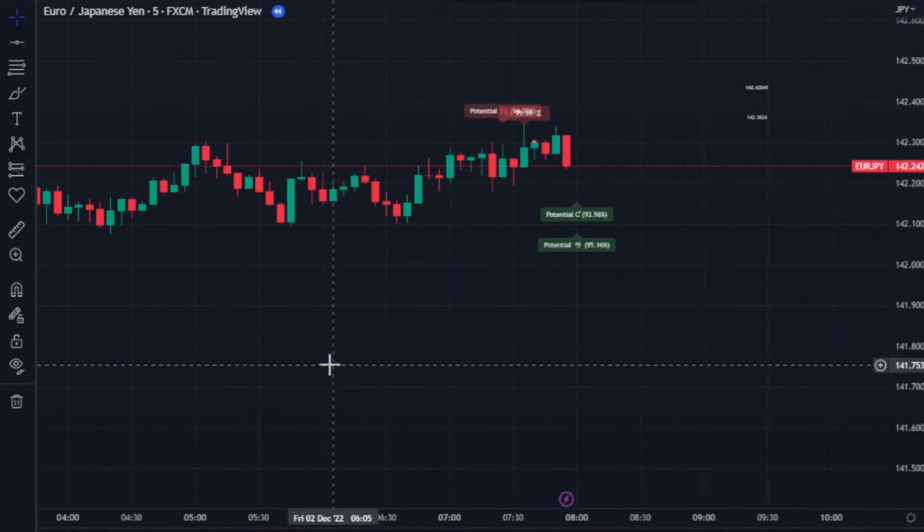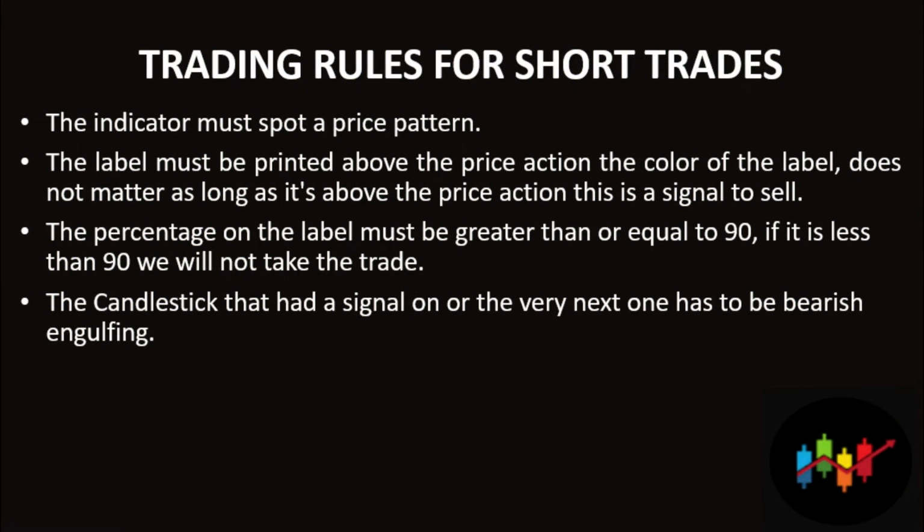Okay, let's see the trading rules for short trades. First, the indicator must spot a price pattern. Second, the label must be printed above the price action. The color of the label does not matter as long as it's above the price action. This is a signal to sell. Third, the percentage on the label must be greater than or equal to 90. If it is less than 90, we will not take the trade.